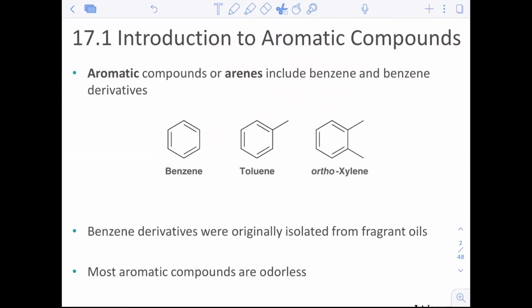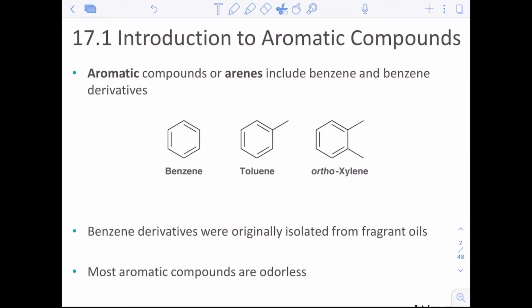Just as it denotes the aromatic idea, naming these compounds came from the idea that they originally were isolated from fragrant oils. As we know now, a lot of the compounds that we are going to talk about are actually odorless. They don't have a beautiful smell, but the original meaning of the term aromatic came from highly stabilized compounds that were derived from fragrant oils, benzene derivatives.